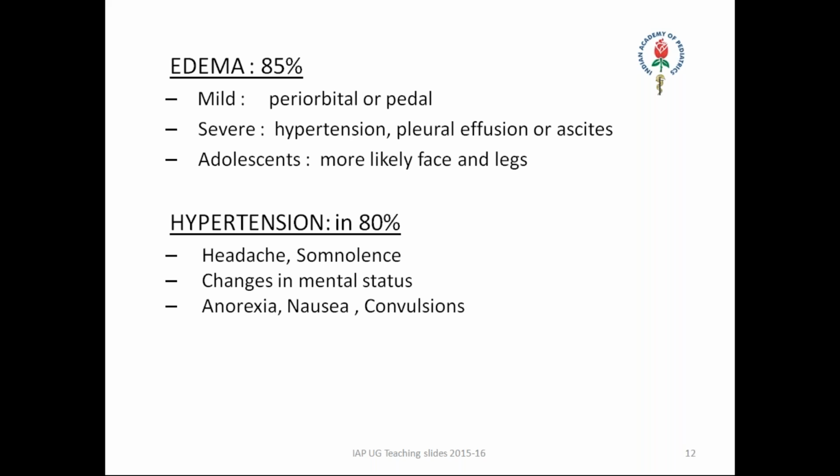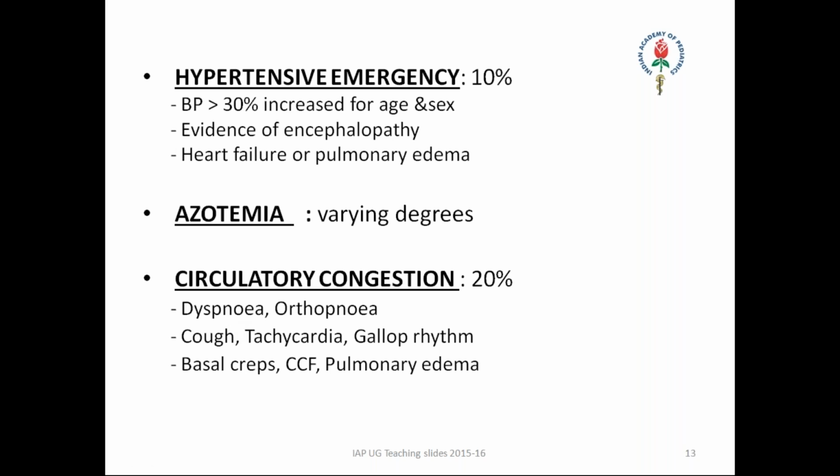Severe hypertension. It involves multiple systems: in the lungs, pleural effusion, and in the abdomen, ascites, mostly with edema of the face and legs. Hypertension, headache, altered mental status, convulsions, papilledema, anorexia, nausea, somnolence. All this you can see in 80% of children. Hypertensive emergency is in 10% only. Only 10% of these cases fall into a hypertensive emergency.